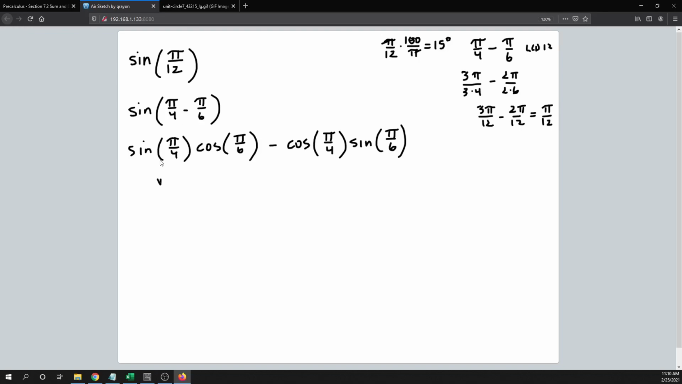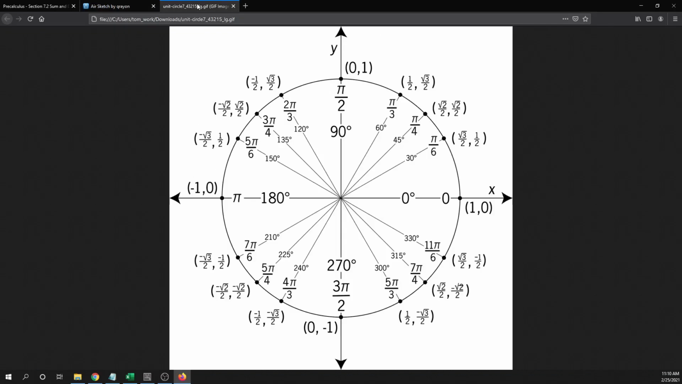The sine of pi over 4 is square root 2 over 2. The cosine of pi over 6 is square root 3 over 2, minus square root 2 over 2 for the cosine of pi over 4. And then sine of pi over 6 is 1/2. Again, we can find all those values on the unit circle at pi over 6 and pi over 4.